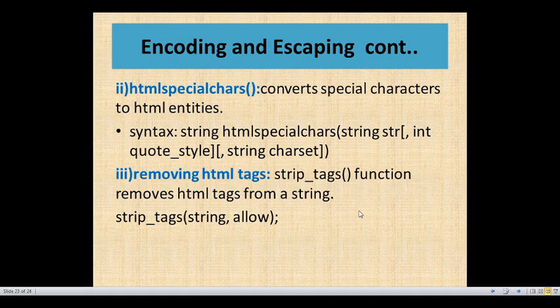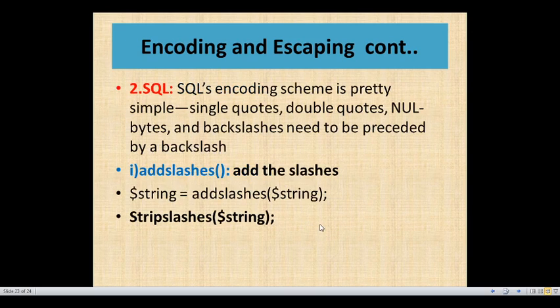And the last function for HTML is removing HTML tags. Removing HTML tags means what? Sometimes it is necessary to remove the HTML tags from the string. At that time we are using the function strip_tags. The first parameter is the input string and the second parameter is optional, which specifies the allowable tags that will not be removed. So we are using the strip_tags function to remove the tags.